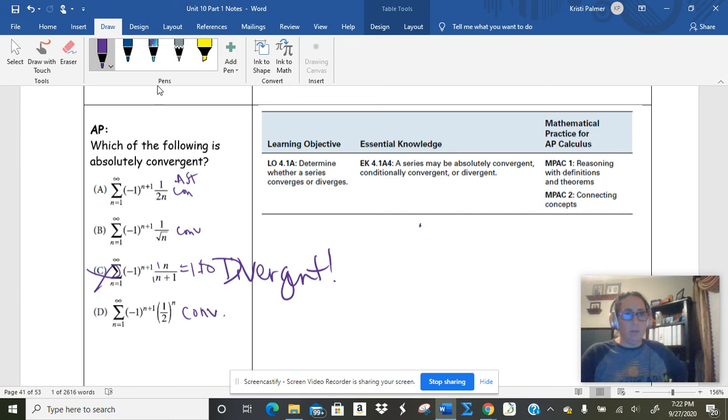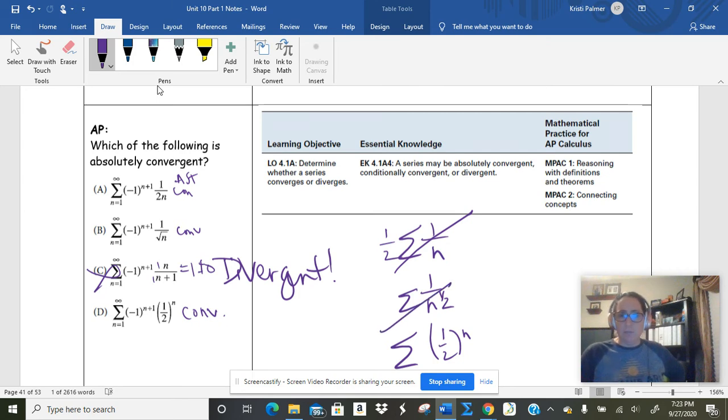So now I'm going to go look at just these terms with the terms that are only positive, right? Because now we're taking the absolute value of them. That one diverges by the p-series. This one diverges by the p-series. This one converges. So I am absolutely convergent here. That converges by the geometric.